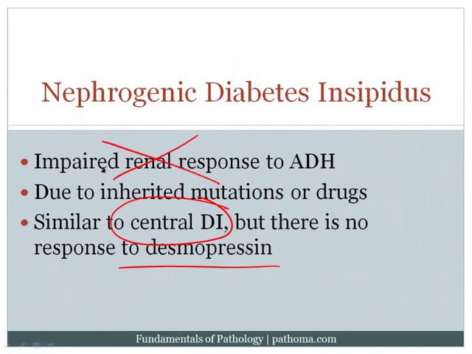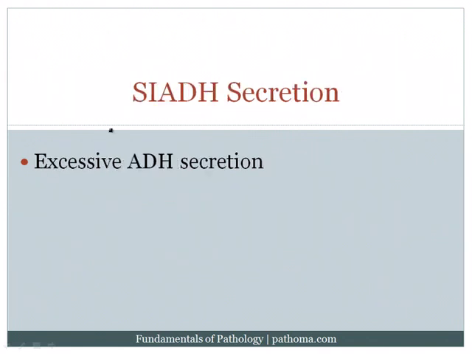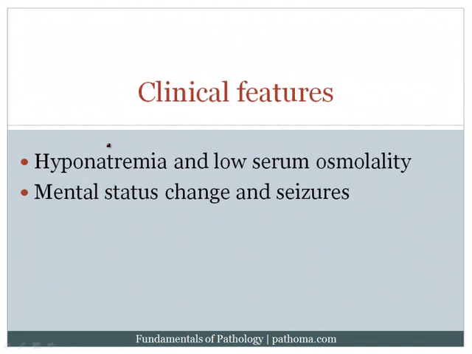Syndrome of inappropriate ADH secretion, or SIADH, is when you have excessive ADH secretion. The clinical features will be based on having too much antidiuretic hormone. So if you have too much antidiuretic hormone, you're not going to diurese. You're going to end up holding free water, and so therefore the patients get hyponatremia because they dilute out their sodium, and in addition they get a low serum osmolality.